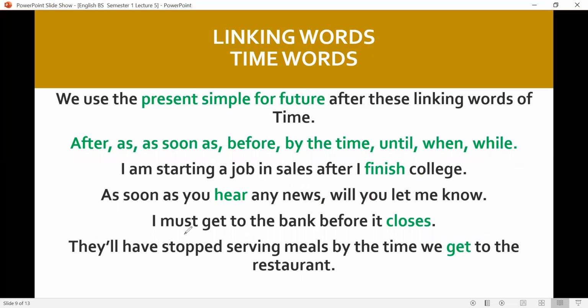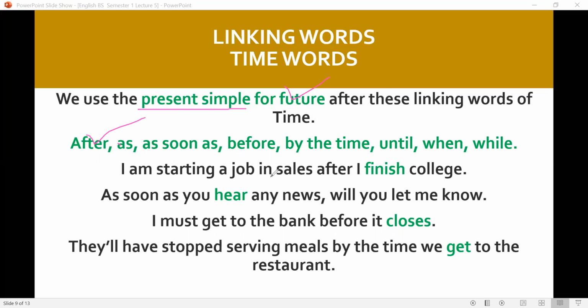We use the present simple for future after these linking words of time. We use present simple instead of future for future actions. For future action, we use present simple after these linking words of time. What are these linking words? After, as soon as, before, by the time, until, when, while.